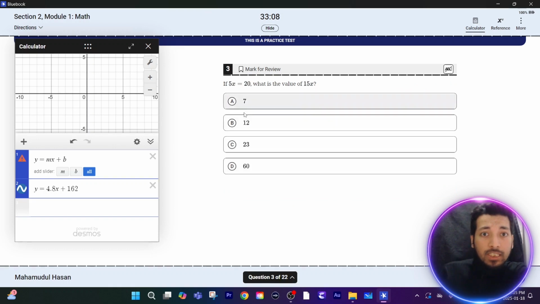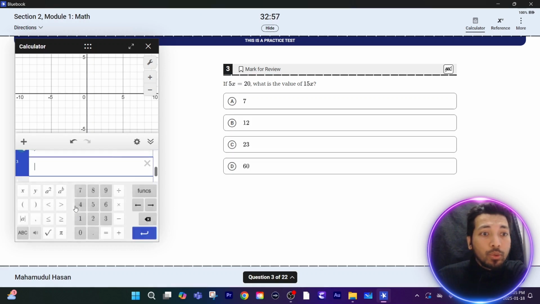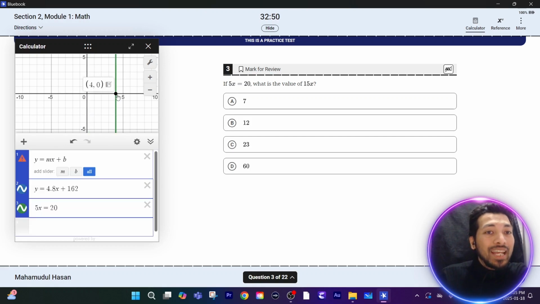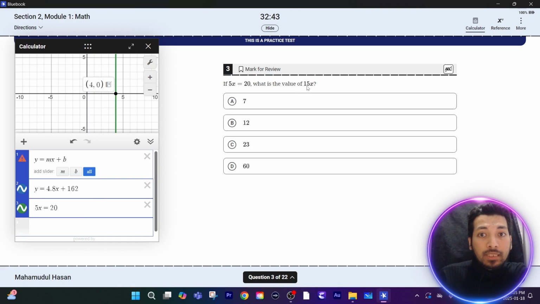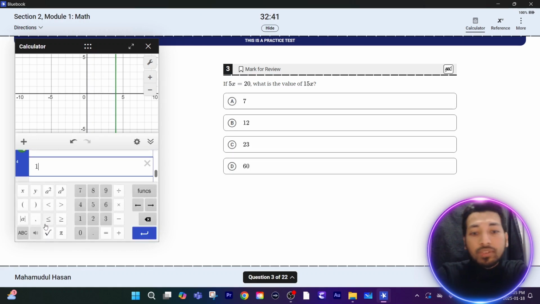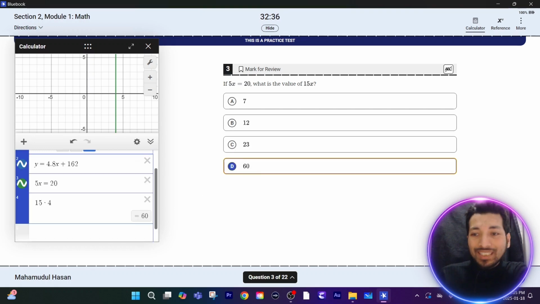Okay, let's look at this problem. Always read the problem carefully. The problem says if 5x is equal to 20, what is the value of 15x? So 5x is equal to 20. If you put it in Desmos, 5x equals 20, the point where it cuts the x-axis is the solution. So x is equal to 20. Sorry, x is equal to 4. That means for 15x, we basically do 15 times 4. That is 60. The option is D.